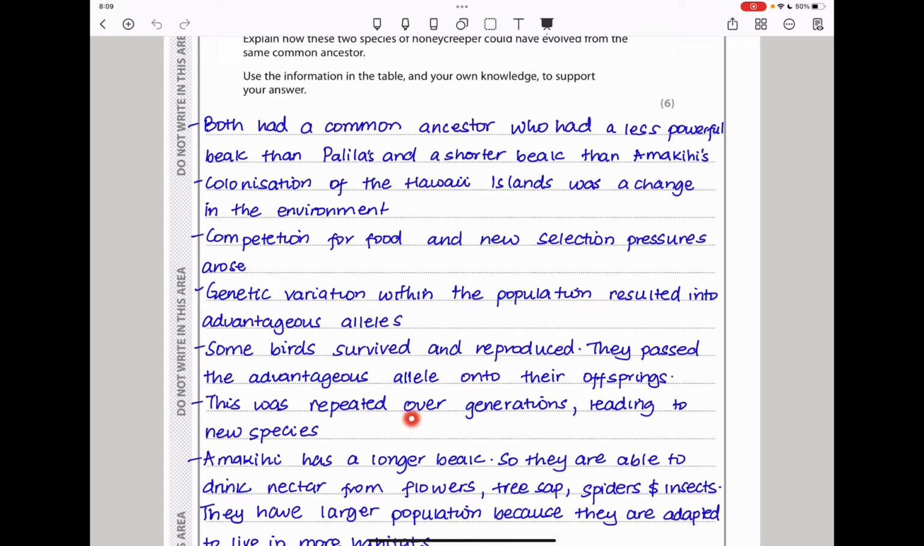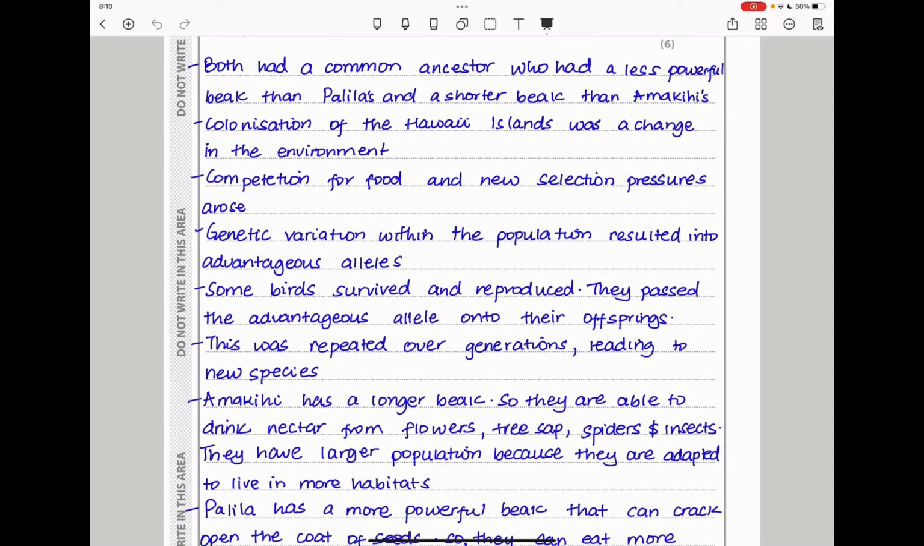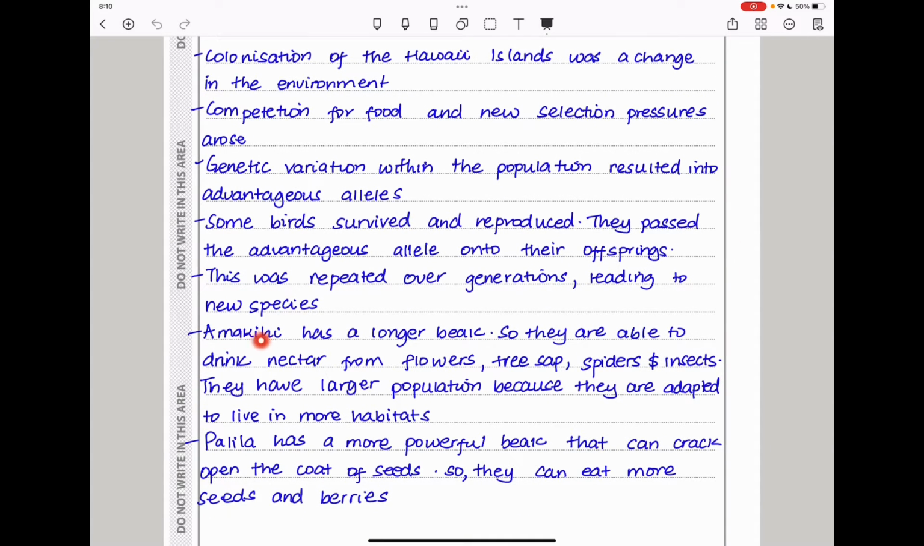Now, this was repeated over generations, leading to new species. So over generations, this repeated survival and reproduction led to the generation of new species, which we have today. So the species Amakihi has a longer beak, so they are able to drink nectar from flowers, tree sap, spiders, as well as insects because of their sharp, long beak. They also have larger populations because they adapted to live in more habitats. You saw they live in 3 different areas. On the other hand, Palila has a more powerful beak.